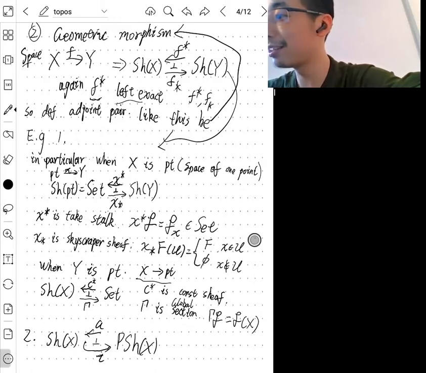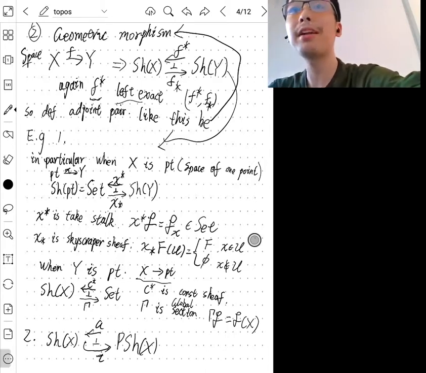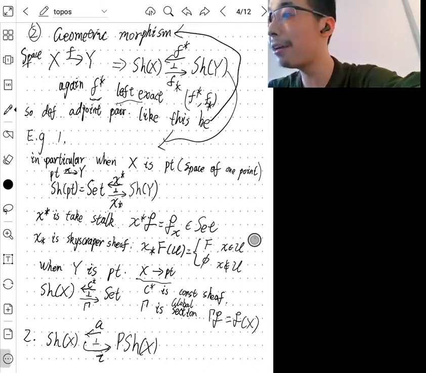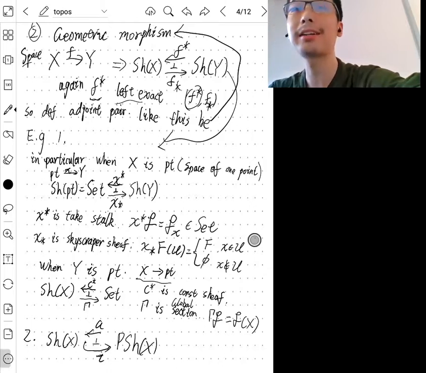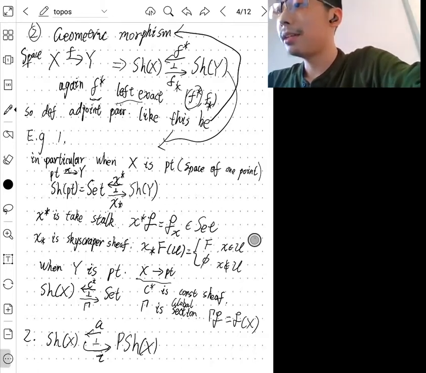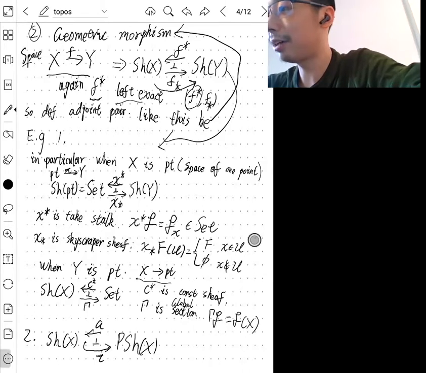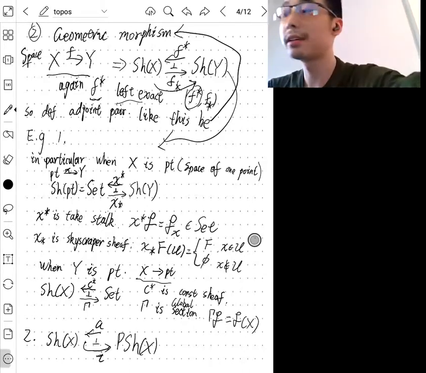Later we will see some examples. In adjoint functor theory, we only need to know the F star, so that we can have all the information of this pair. So this adjoint pair is called a geometric morphism here. The direction is from X to Y. Okay. Thanks.